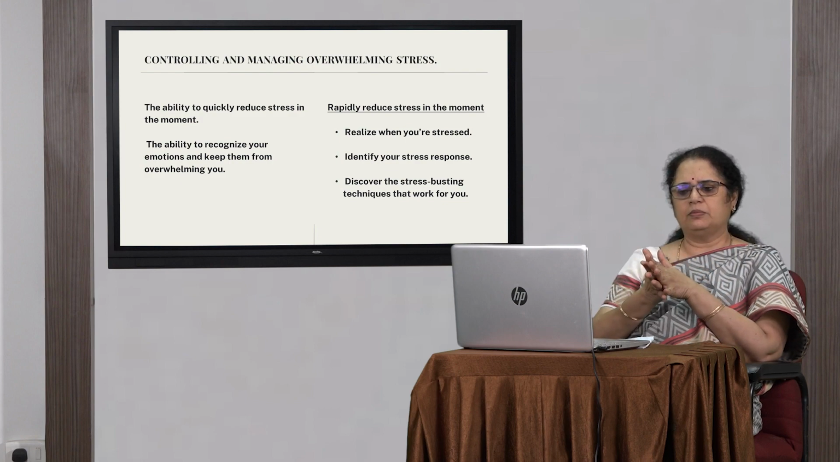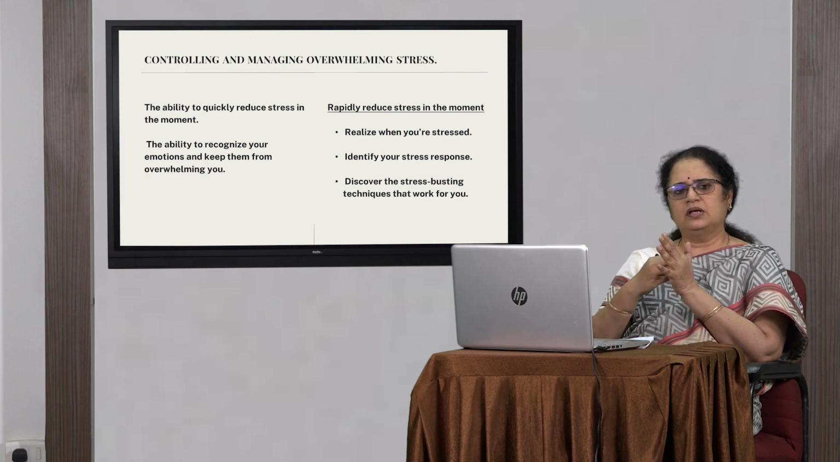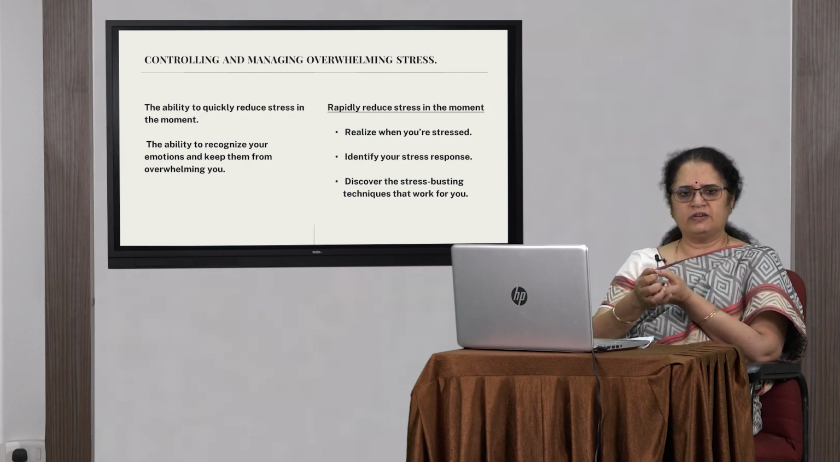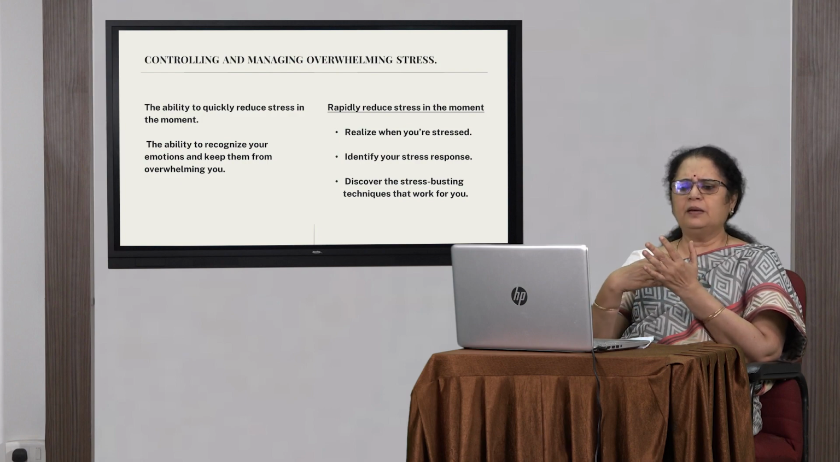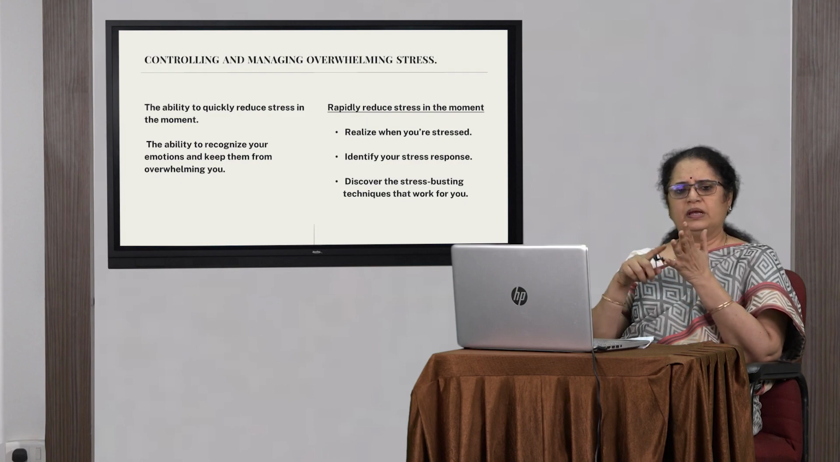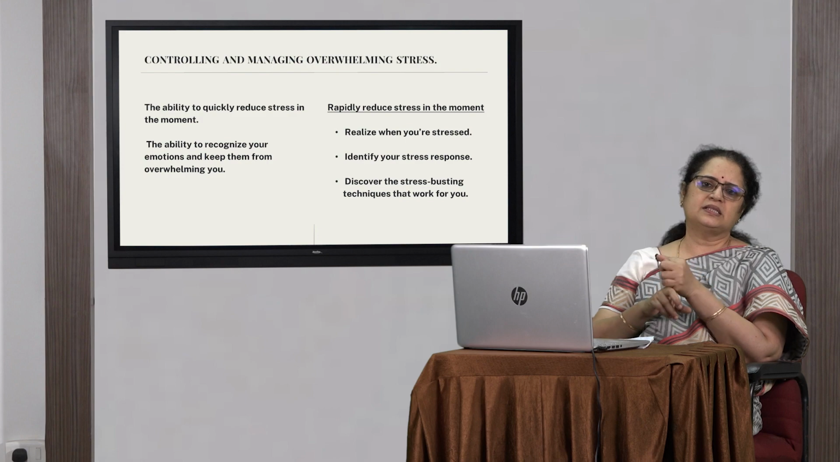So, about stress, the ability to quickly reduce stress in the moment is important. The ability to recognize our emotions and keep them from overwhelming us. When negative emotions become too difficult to bear, that is when we say we are feeling overwhelmed by them, right. So, that ability is important. Then the ability to rapidly reduce the stress in the moment. So, you realize when you are stressed, then you identify your stress response and discover the stress busting techniques that work for you.